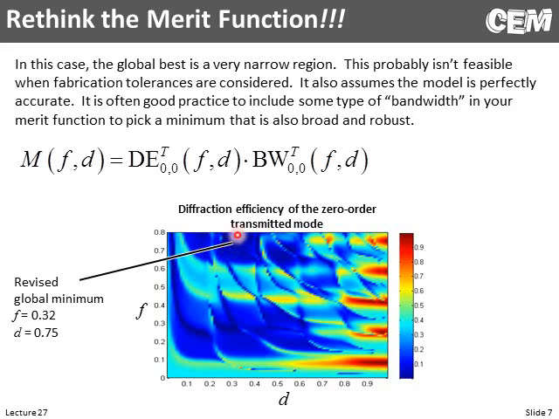Whereas over here, we see over a greater span of F and D, we can get a pretty good zero. Maybe that is a better solution, and we would not have converged to that if we did not consider the bandwidth, if you will, of F and D, or the structural tolerance of the device. So always keep rethinking the merit function. Build in reality into it as much as possible.